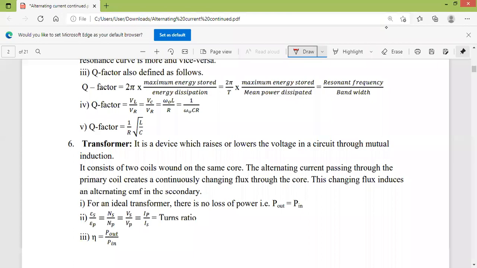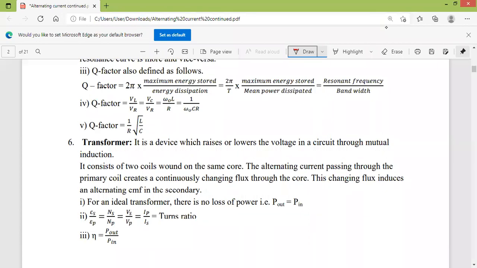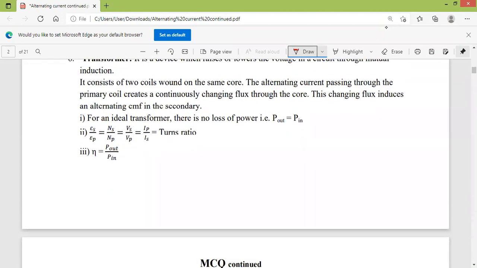Next, transformer. A transformer is the device used to step up or step down the AC voltage, and it works on the principle of mutual inductance. For an ideal transformer, there is no loss in power, that is, power output is equal to power input. And here, the secondary EMF by primary EMF is equal to Ns by Np. This is called turns ratio. And this Ns by Np is equal to Vs by Vp, or Ns by Np is equal to Ip by Is.